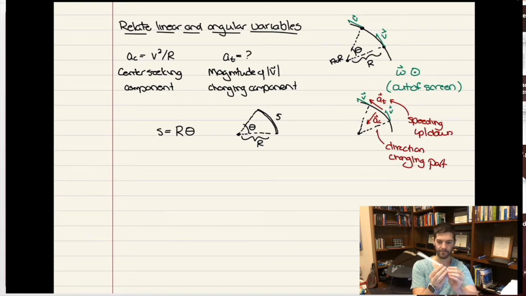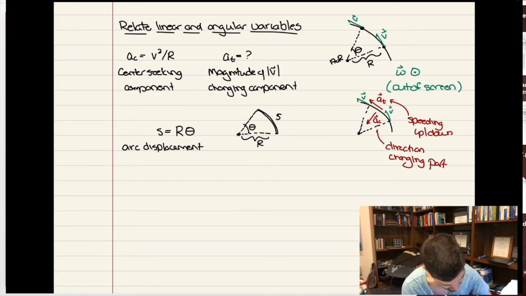And then if you go a full 2 pi radians, of course that just becomes the circumference of the circle, which you see you get from this expression if you plug in 2 pi for theta, since we must always work with radian measurements. So you can think of this as the arc displacement, or how the position is changing along this rotational motion.